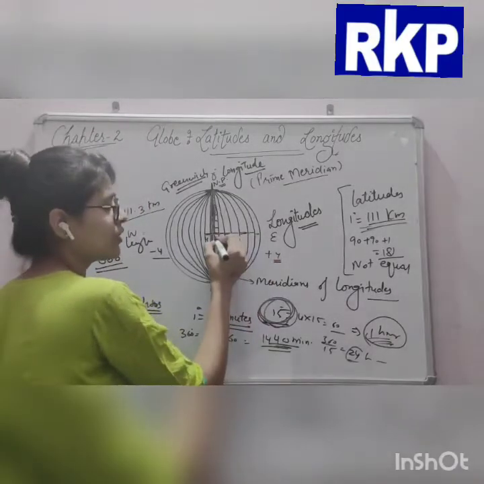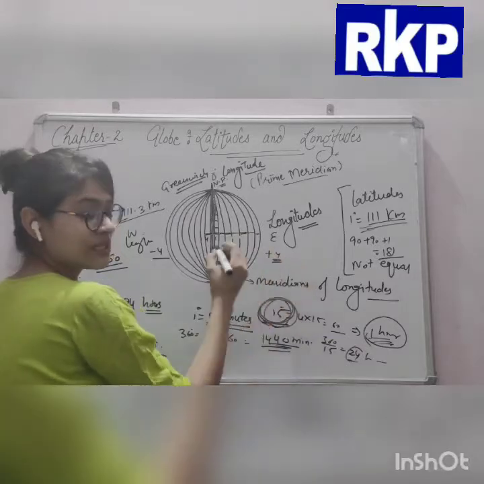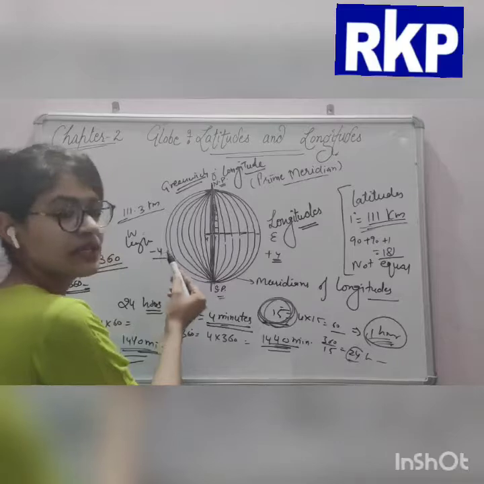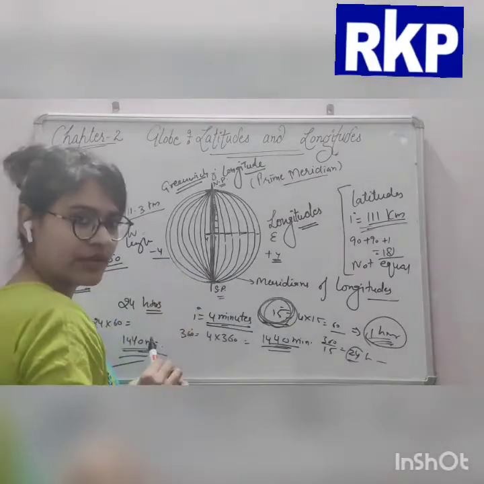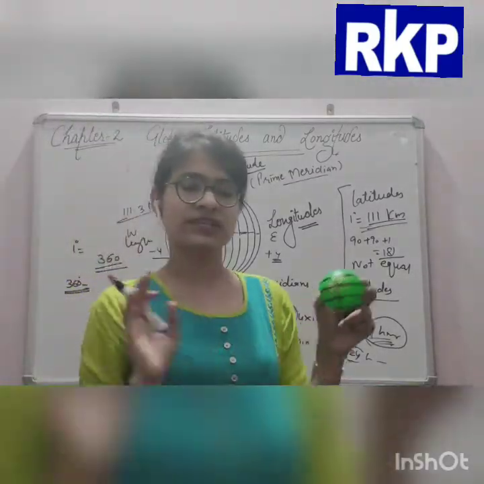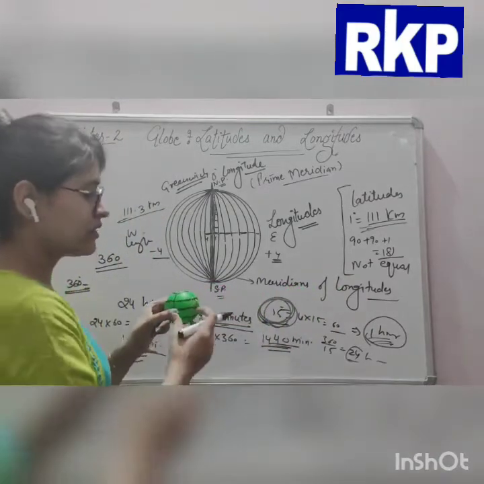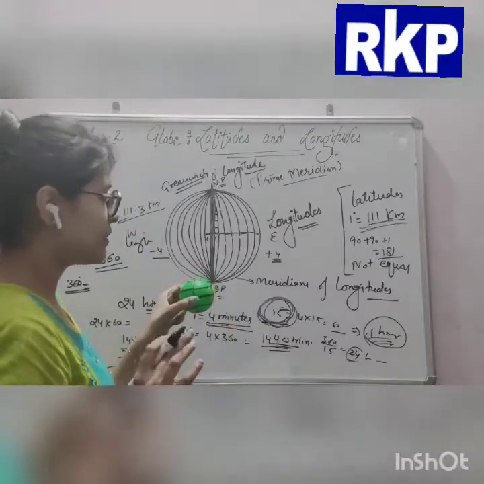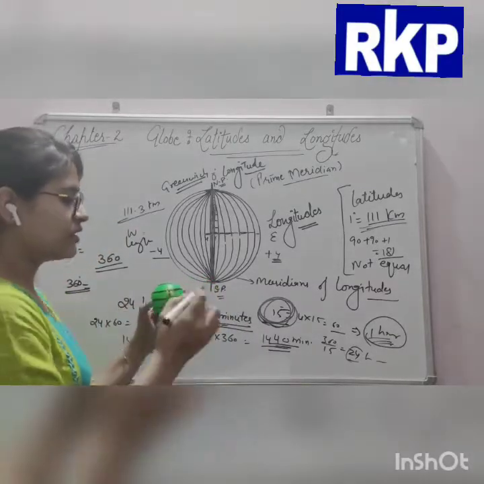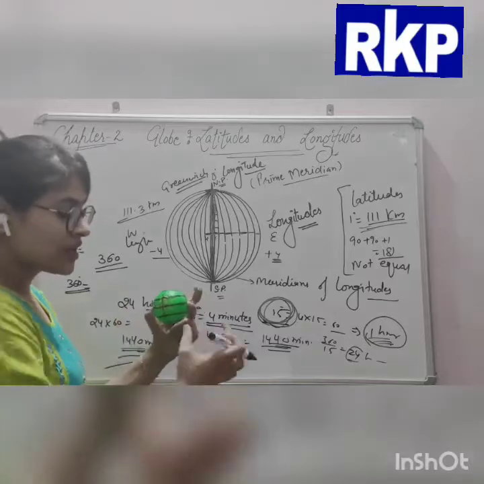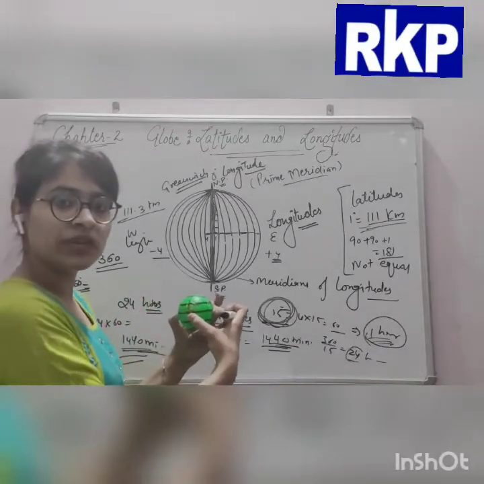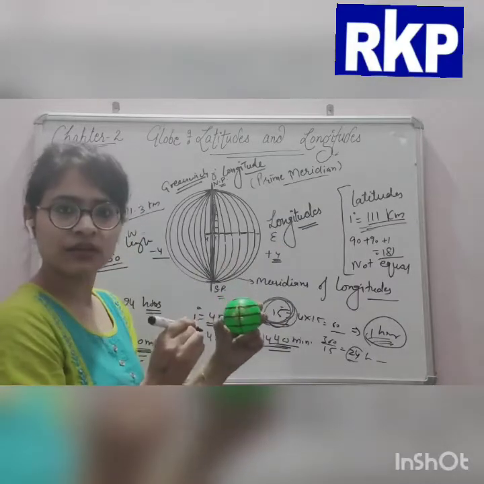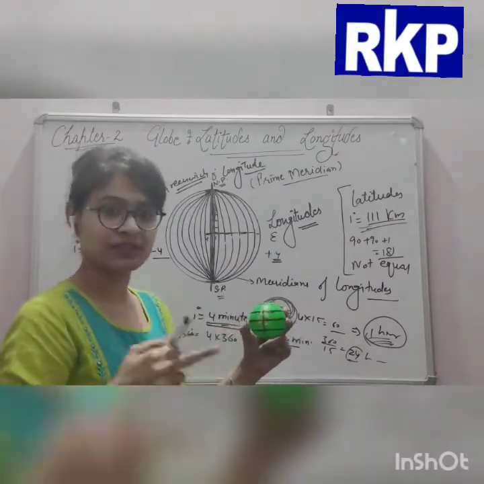Now 1 degree is equal to 4 minutes. If we are moving eastwards, 4 minutes will be added. If we are moving westwards, 4 minutes will be subtracted. Okay, now suppose this is our Earth. This part is facing the sun, so there will be day here. And which part is not facing the sun? Obviously that part will be experiencing night.